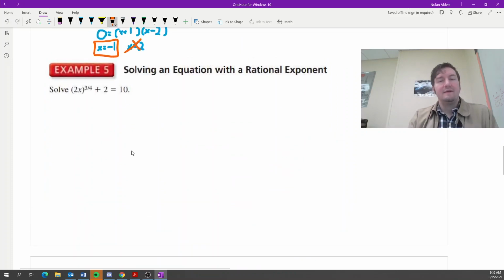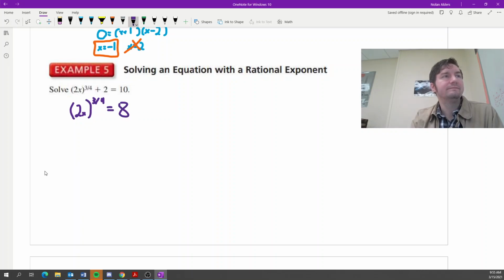All right. How do we solve an equation when we have a rational exponent? Really simple, really easy method here, guys. What you're going to do, first of all, is isolate the rational exponent, the term with the rational exponent. So let's subtract the 2 over. So we'll have 2x to the 3/4 equals, subtract that 2, we'll have an 8 here.